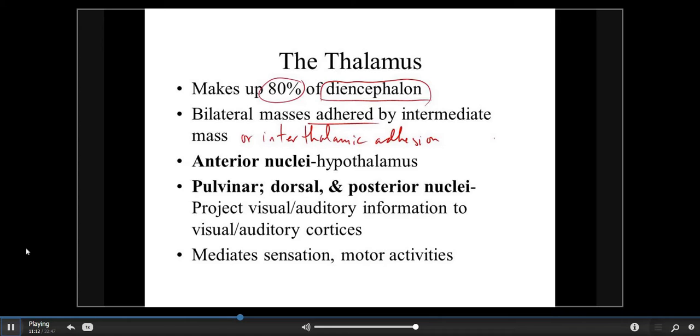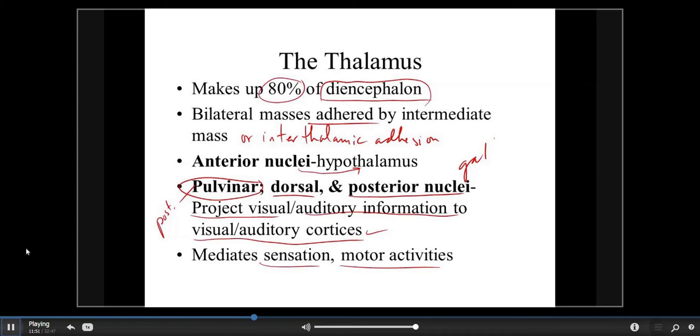And then you have some nuclei located in the anterior part of the thalamus, which are actually aggregated in the area called the hypothalamus. And then you have what's called the pulvinar. This is the posterior region of the thalamus. And then you also have in here your dorsal and posterior nuclei. And here are the functions of all these parts here. They project visual and auditory information to your visual and auditory cortices. They also mediate sensation and motor activities. Pretty much the thalamus is considered the gateway to consciousness overall. Gateway to consciousness.